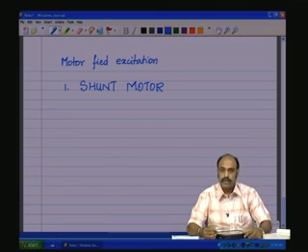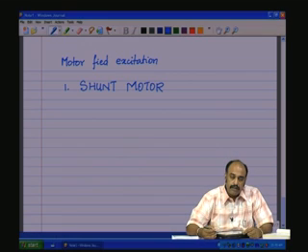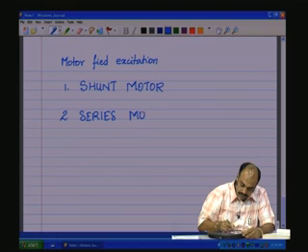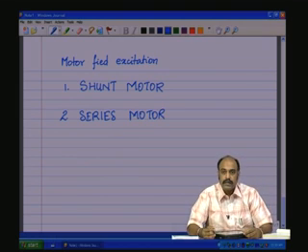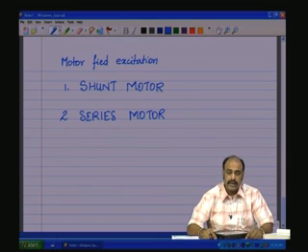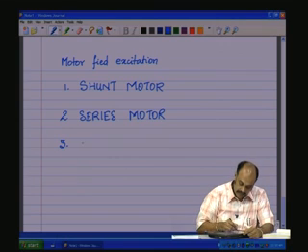The name shunt motor is got from the fact that its field excitation is by having the field coil connected in shunt or across the motor terminals. The series motor is a motor wherein the field coil is connected in series with the armature winding, and thereby the armature current flows through the field. And third is the compound motor.